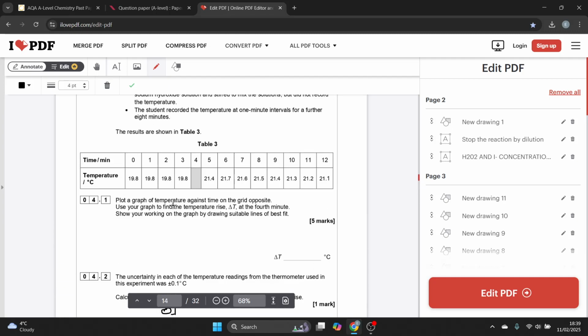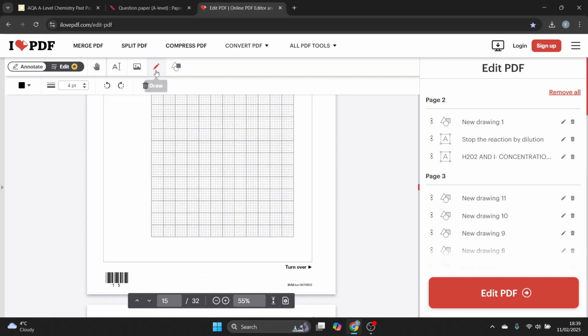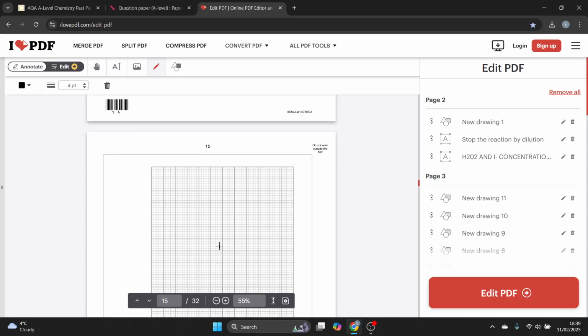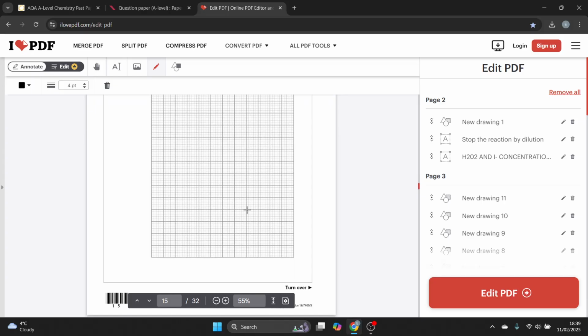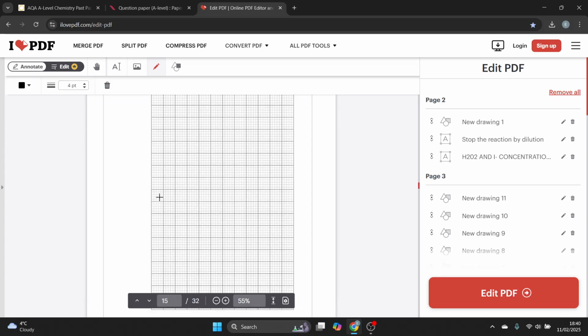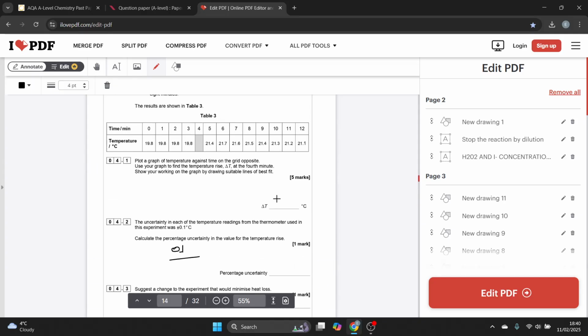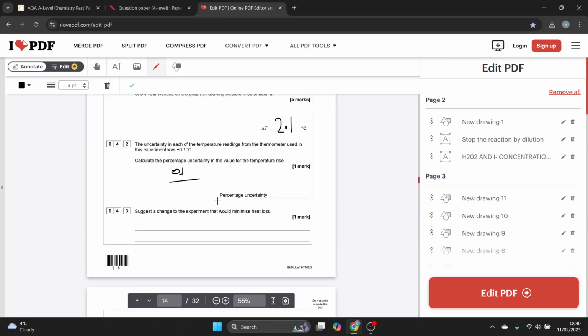So in order to find the temperature rise, it's a practical skill again. How do you do it? First thing, you plot it, right? Then you plot all the points correctly and draw two lines of best fit, 0 to 3 minutes and 6 to 12 minutes, and then extrapolate both lines to the 4th minute and you get 2.1 degrees Celsius. I'm not going to plot all of that, it would probably take at least 5 minutes for me. Just a waste of time.